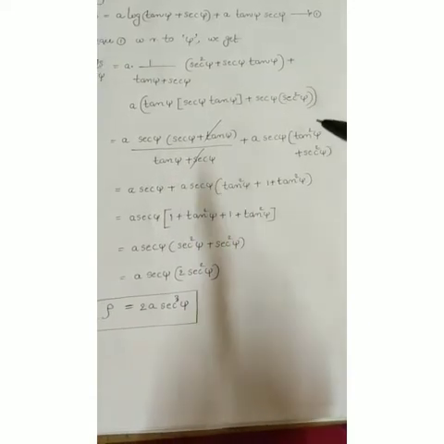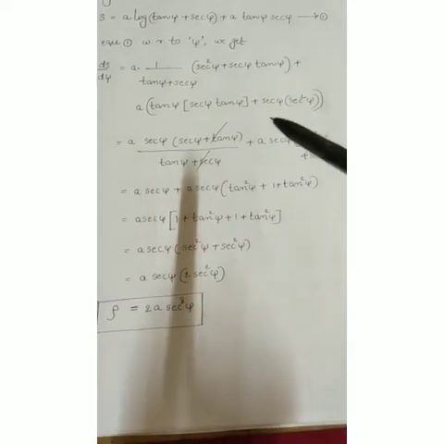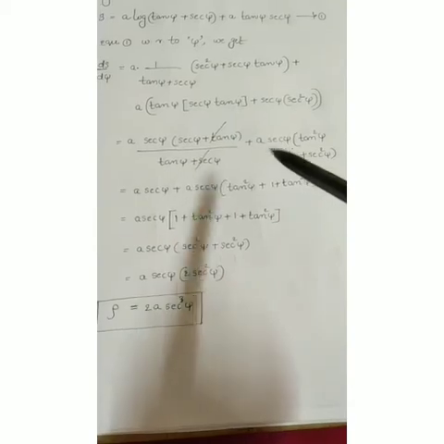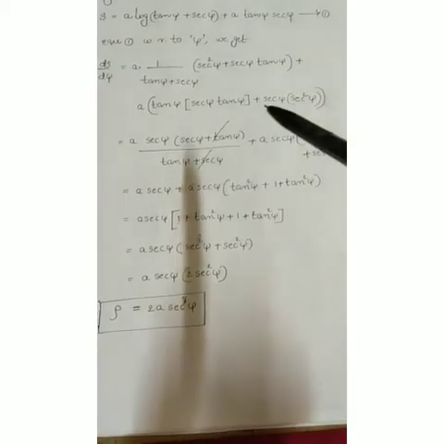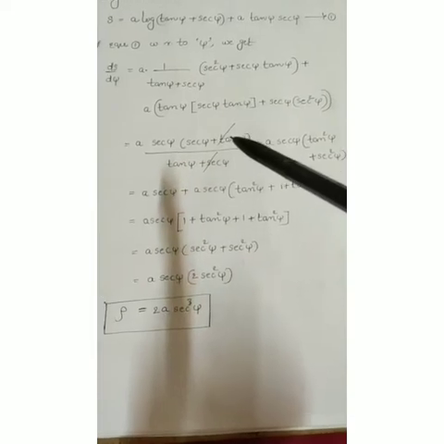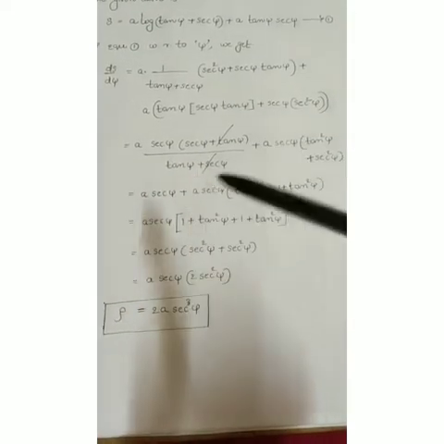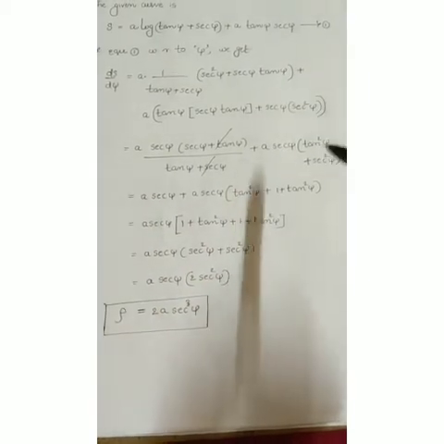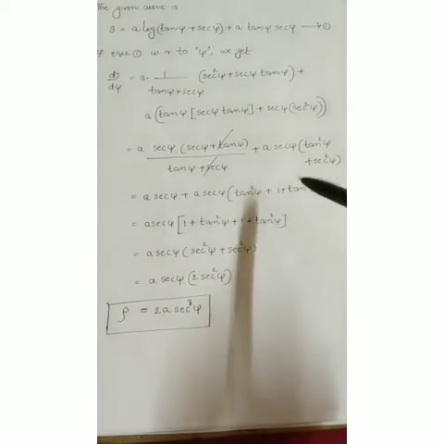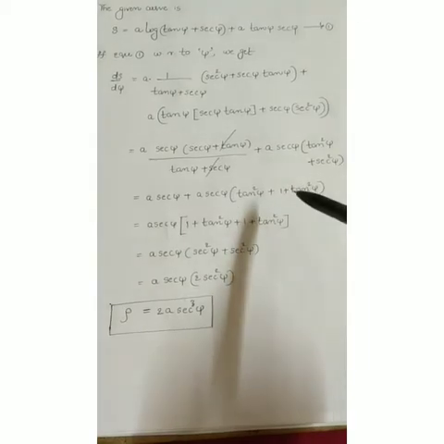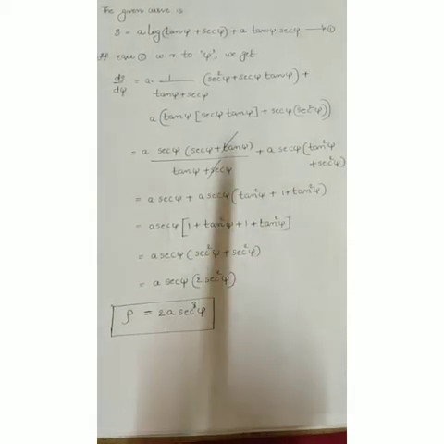plus secant square psi. So here secant psi is common. So a into secant psi into tan square psi plus secant square psi. So here secant psi plus tan psi, secant psi plus tan psi get cancelled. So a into secant psi plus a into secant psi, 1 plus secant square psi can be written as 1 plus tan square psi, that is secant square psi.